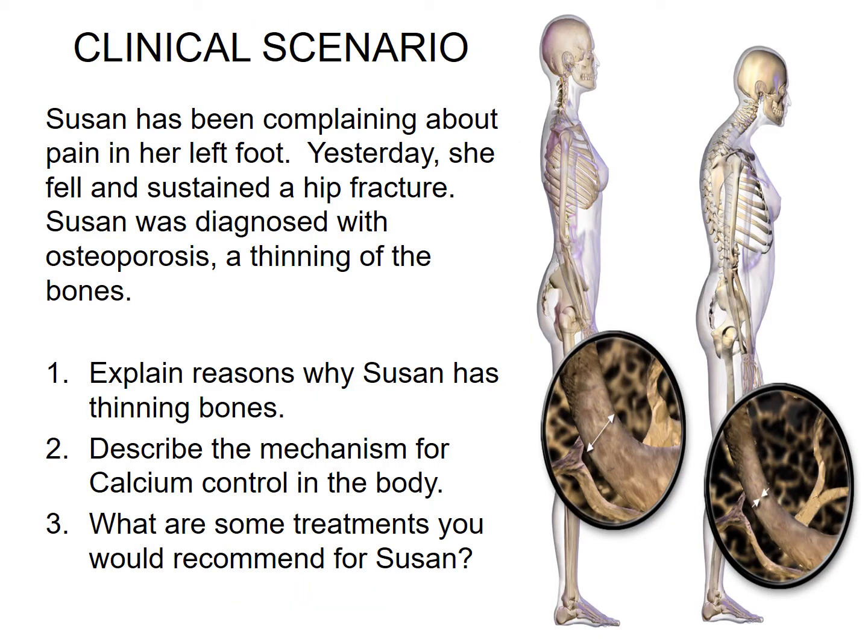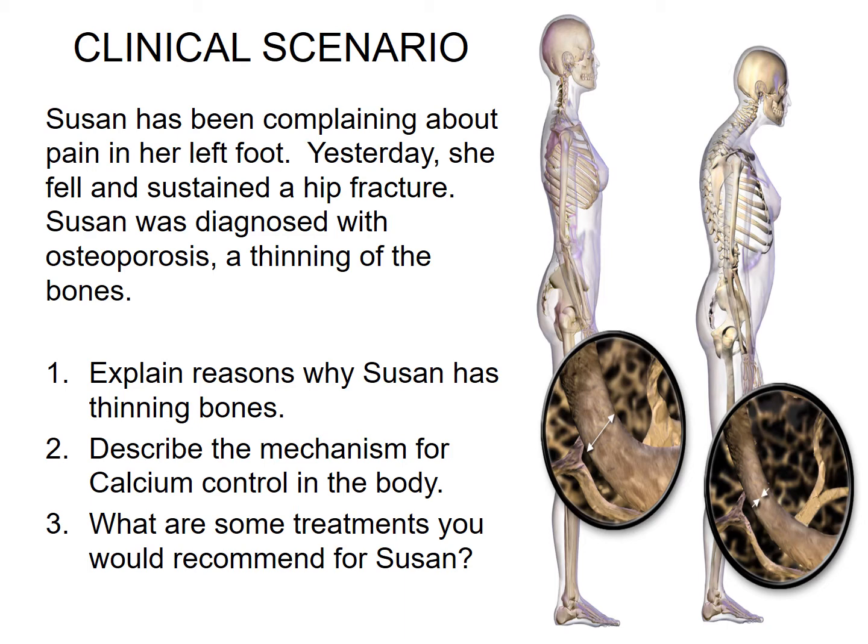All right, little clinical scenario for you to kind of bridge the gap between what we just talked about and the next section. So we have a patient that walks in your office, Susan. She's been complaining about pain in her left foot. Yesterday she fell and broke her hip. She was diagnosed with osteoporosis, which is a condition of thinning of the bones. And this is really common in the elderly, and it's really common in the female elderly due to hormones. So explain reasons why Susan has thinning bones.